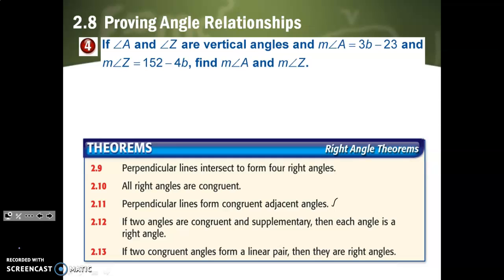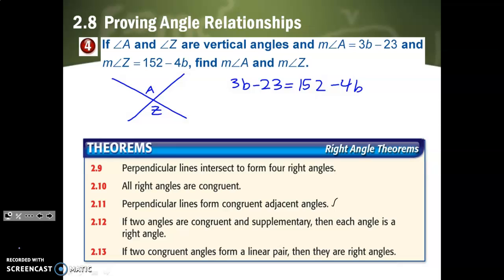And then here, vertical angles again, very similar to the last one. I don't know why we use angle A and angle Z. I don't think I've ever seen it like this, but it is what it is. But again, we know their measurements are equal to each other. So 3B minus 23 equals 152 minus 4B.